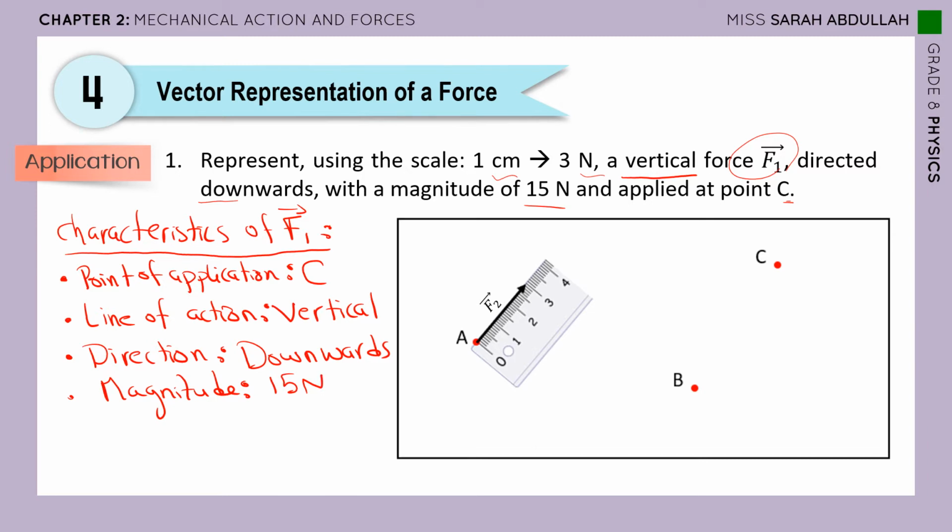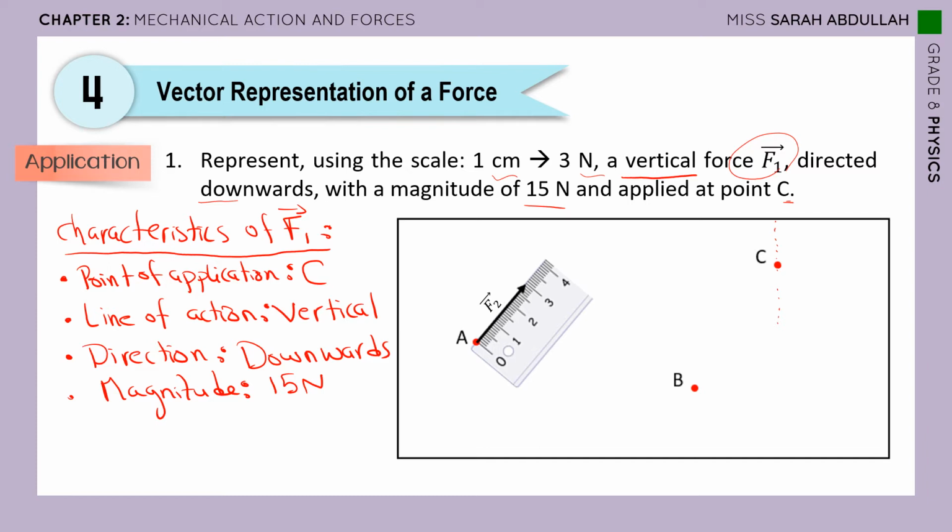Can I draw this force? Let's see. The point of application is C. We can see C. The line of action is vertical, so it is along this line. Great. The direction is downward. So I know that the force will start at point C and it will go down. Okay, so let me draw it. Start at C and it will go down. Just like that.